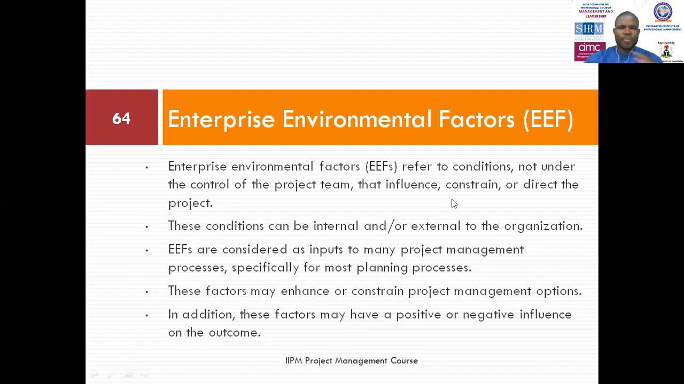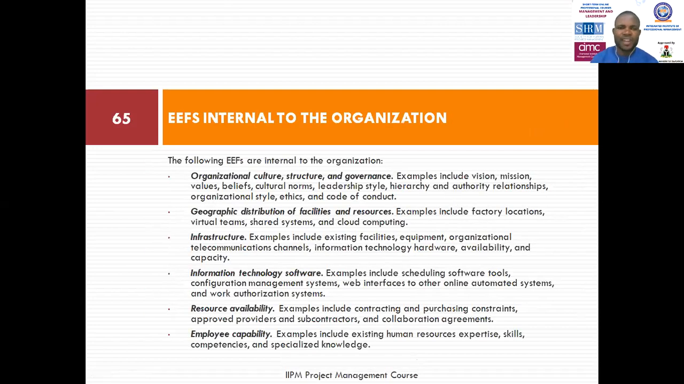Now, EFs internal to the organization. Like we've already mentioned, the following are internal to the organization. We have organizational culture, structure, and governance. Examples include vision, mission, values, beliefs, cultural norms, leadership style, hierarchy and authority relationships, organizational styles, ethics, and codes of conduct. They will have geographical distribution of facilities and resources. Examples include factory locations, virtual teams, shared systems, and cloud computing.